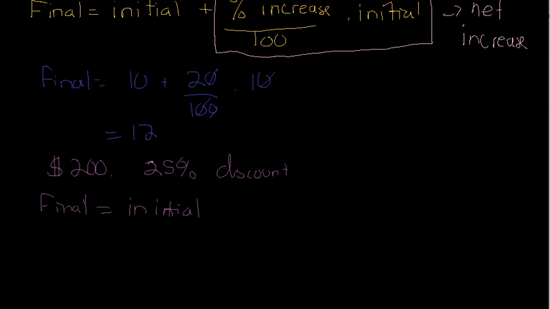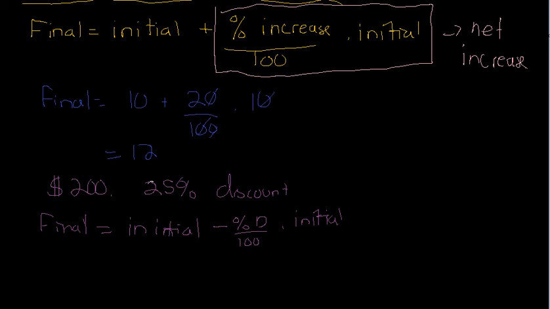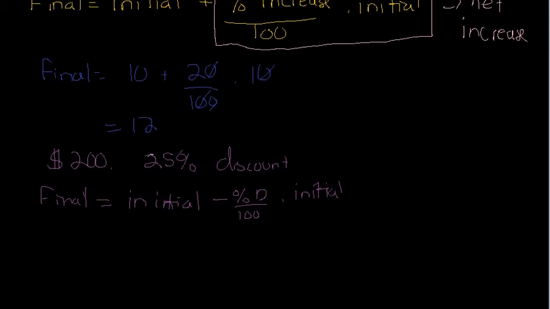So your final value is going to equal your initial value minus your percent decrease over 100 times your initial value. We can see this formula is essentially identical to the percent increase equation, just we're subtracting if we're going down, so that should make sense.